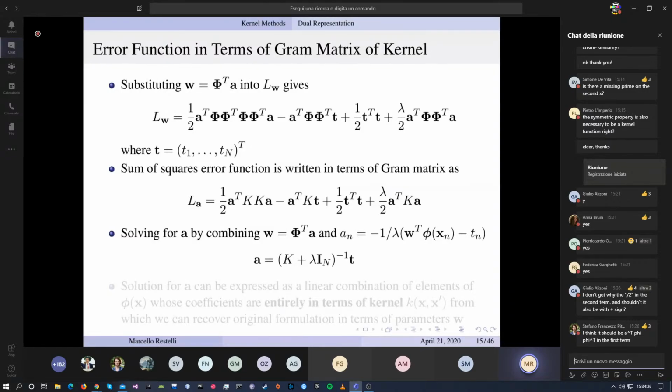While in this case, the number of elements of A is equal to the number of samples. So A is a vector with number of samples components. K is a matrix, number of samples times number of samples. Lambda is a scalar, I_n is a matrix, number of samples times number of samples, and T is a vector of number of samples components. All these components have a dimension that is a function of the number of samples. Is it a surprise? No, because we have said that in a kernel method the number of features doesn't exist, because we have no features in a kernel method, but we have only samples.